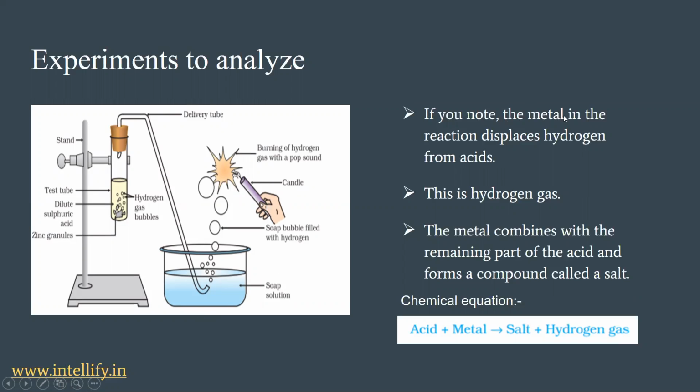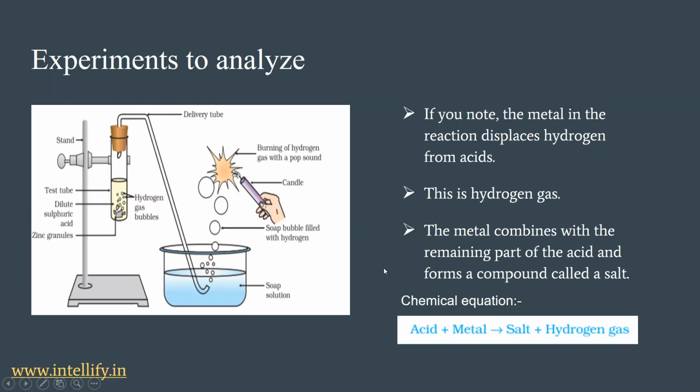If you note, the metal in the reaction displaces hydrogen from acids. As I already said, acids contain hydrogen and they liberate hydrogen ions. The metal combines with the remaining part of the acid and forms a compound called a salt.